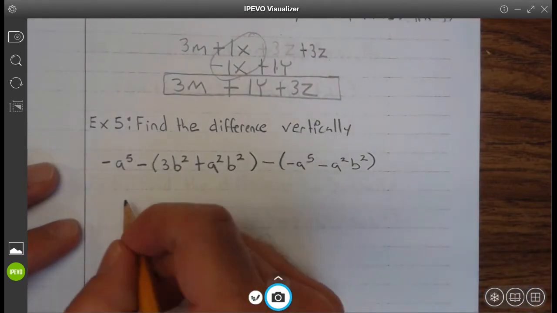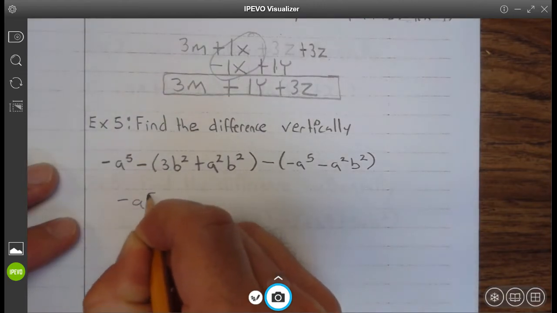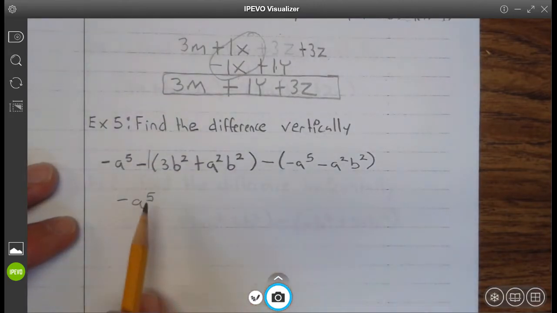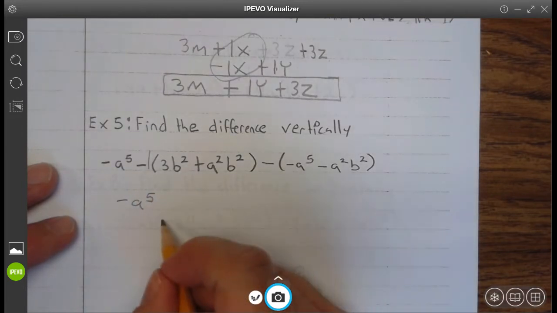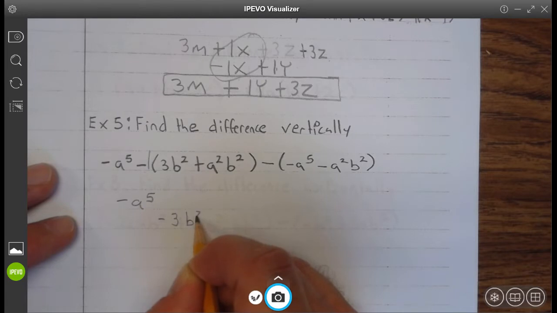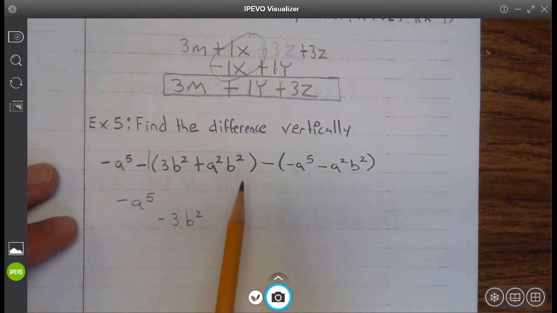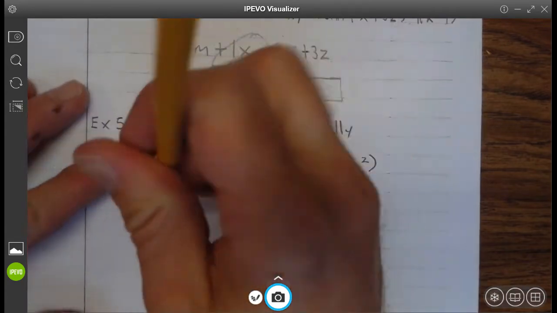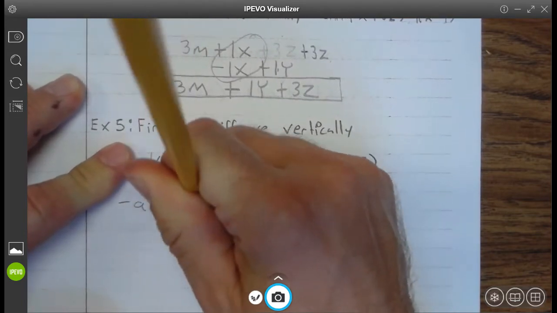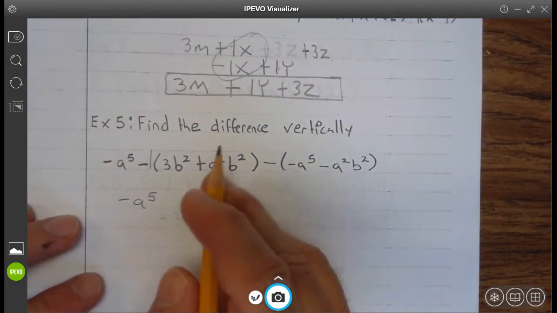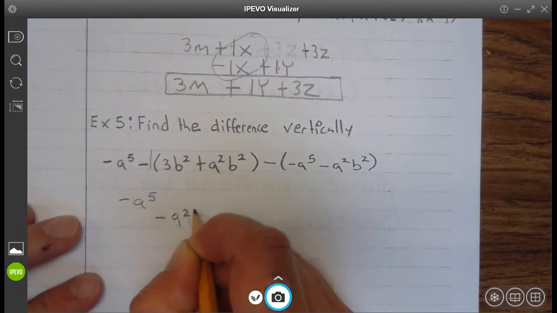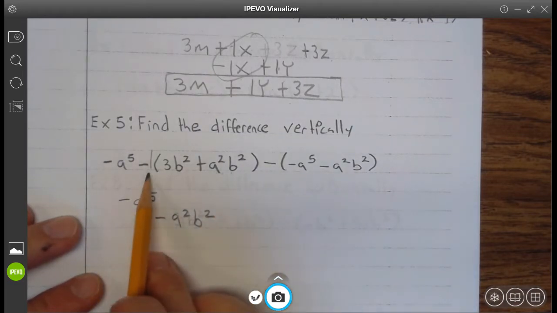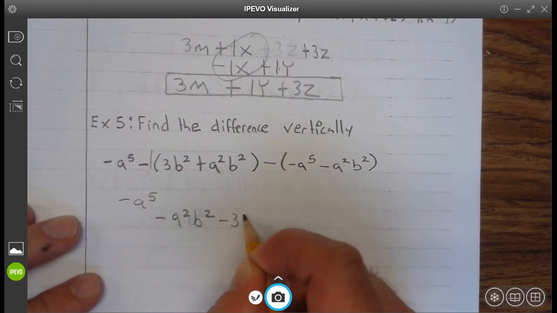Find the difference vertically. So we have negative a to the fifth. Here we need to distribute by -1, so that's a negative 3b squared. But we actually need to distribute to this first because the a squared b squared comes first alphabetically. So technically that's -1 times a squared b squared, that'd be negative a squared b squared. -1 times 3b squared is negative 3b squared.